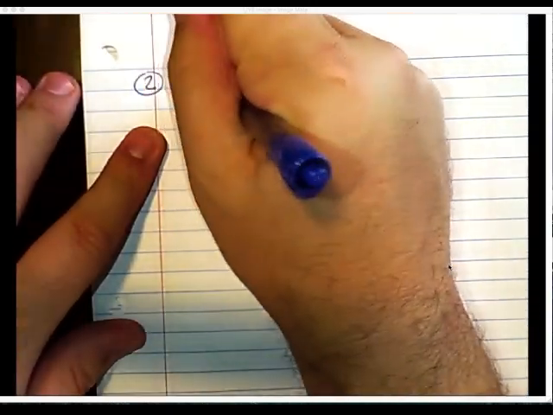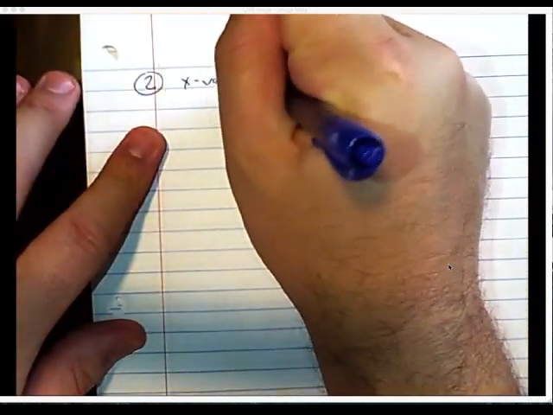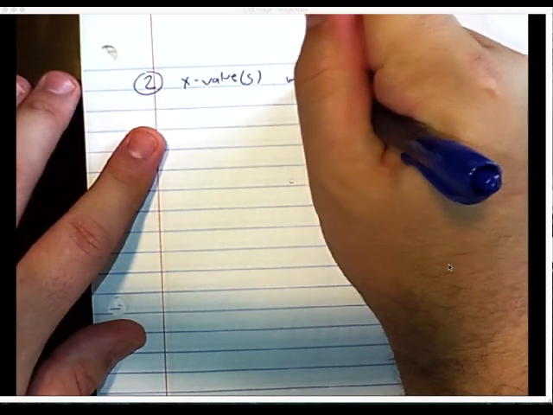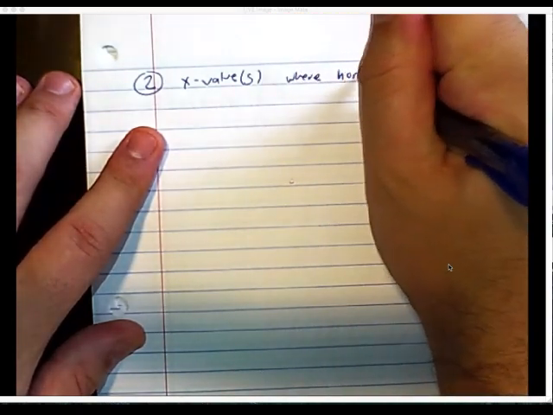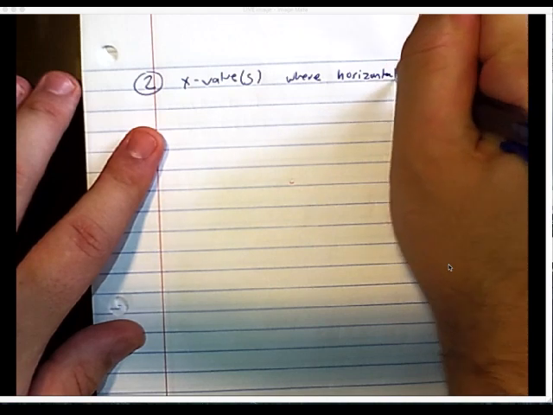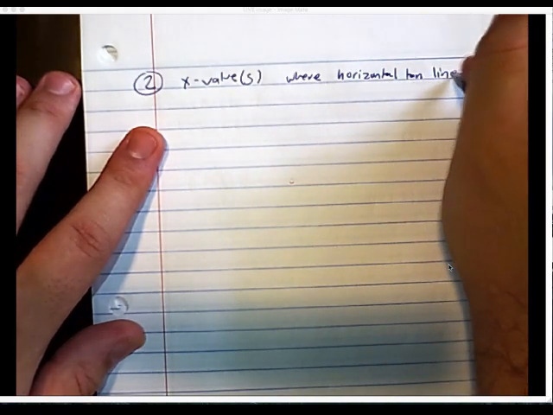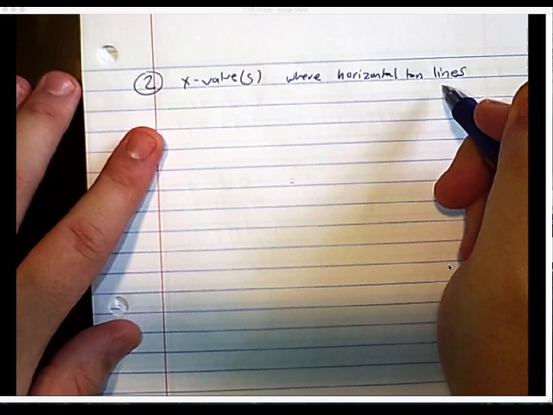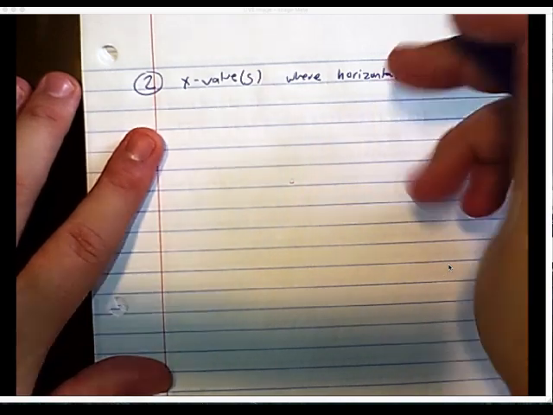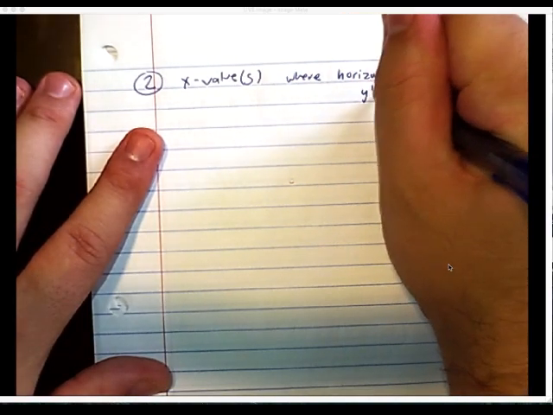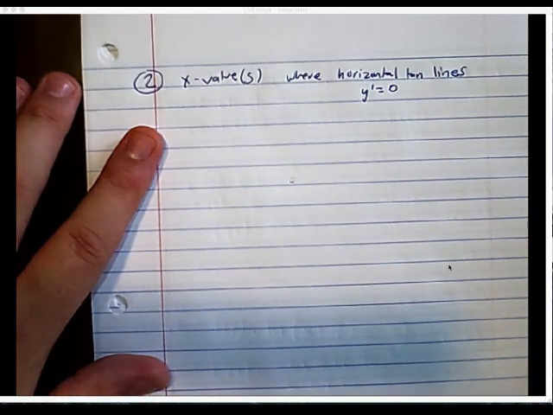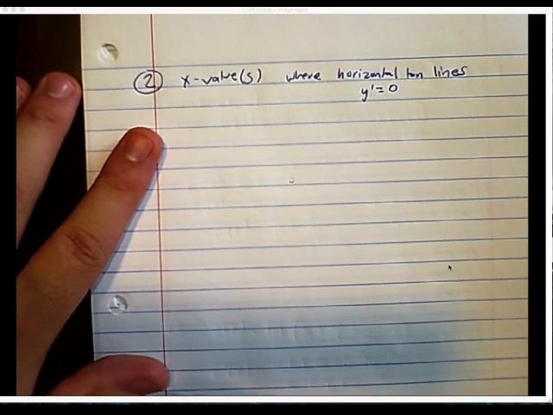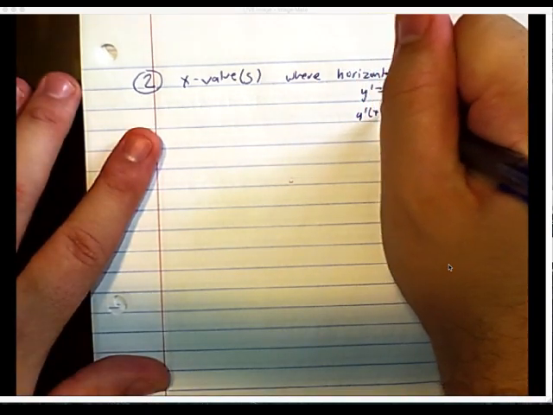All right, number 2. Let's see what they're asking for. Trying to find the x value or values where the tangent line is horizontal. So where I have horizontal tangent lines. If the tangent line's horizontal, you know that horizontal lines have slopes of 0. So that's where y prime equals 0. That's what we're looking for. We're trying to figure out where y prime is 0, or where g prime of x equals 0.